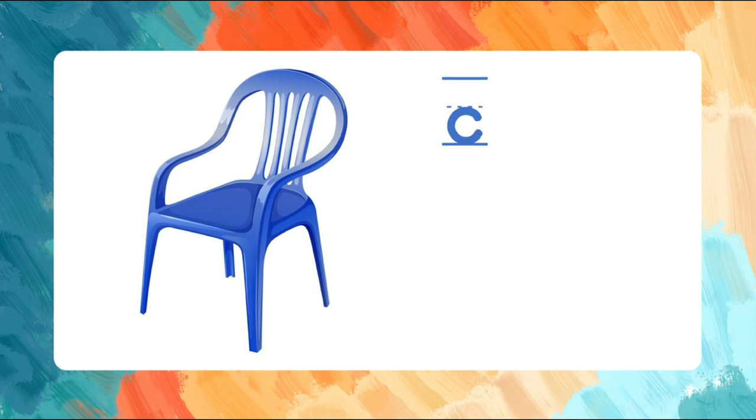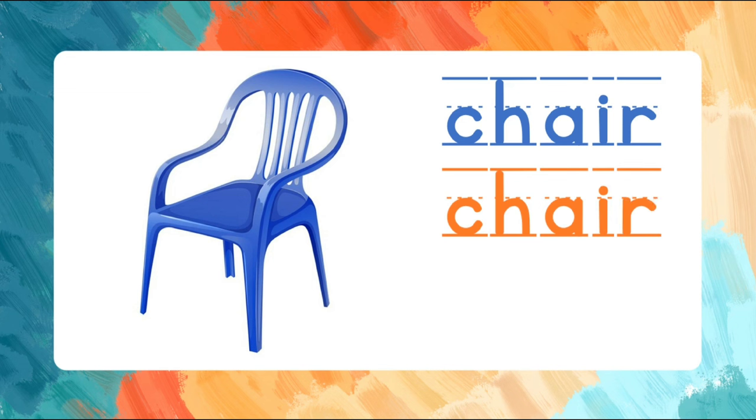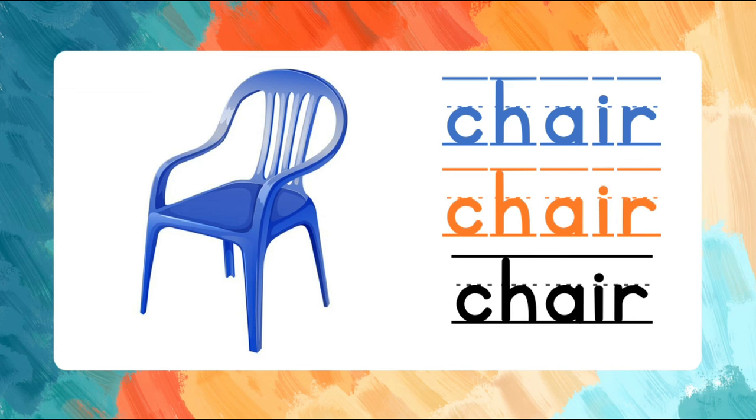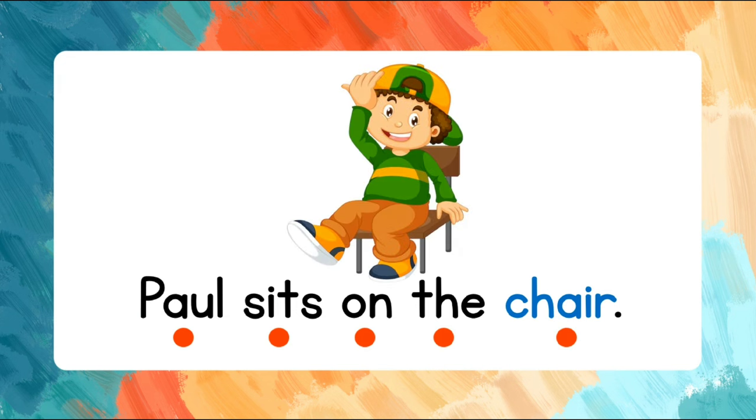Chair. C H A I R. Let's spell that again. C H A I R. Chair. Let's read the sentence. Paul sits on the chair. Paul sits on the chair.